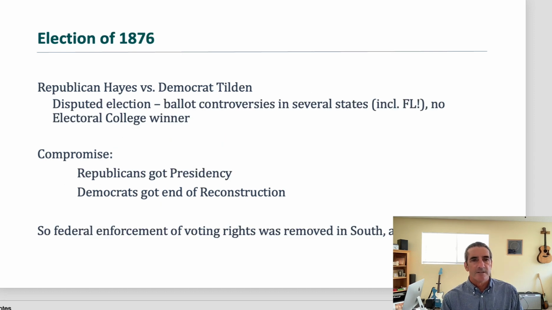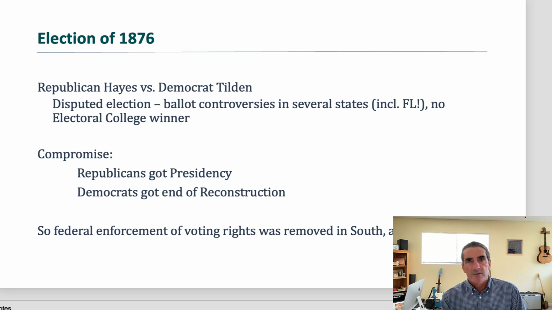Then in 1876, we had a presidential election. It was between Rutherford B. Hayes, the Republican candidate, and the Democrat Samuel Tilden. This was a disputed election. There was no clear electoral college winner owing to ballot controversies and ballot irregularities in a number of states, including Florida. This was very much like the 2000 disputed election between Bush and Gore, which centered on the state of Florida and ballot irregularities in Florida. There was no winner in this election for months as the parties negotiated a compromise.